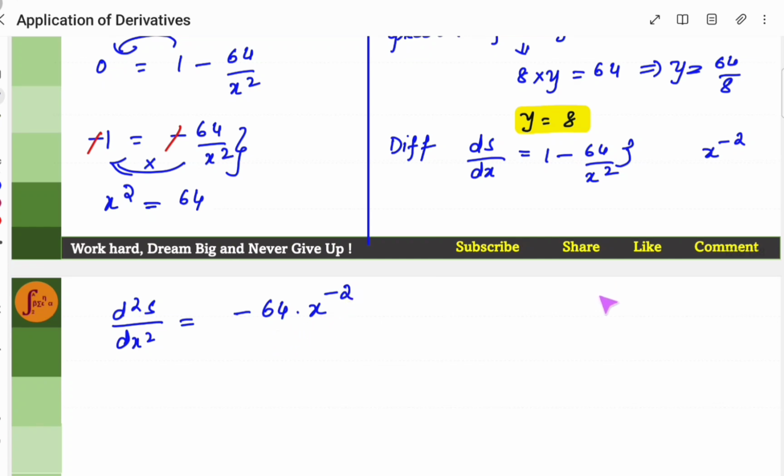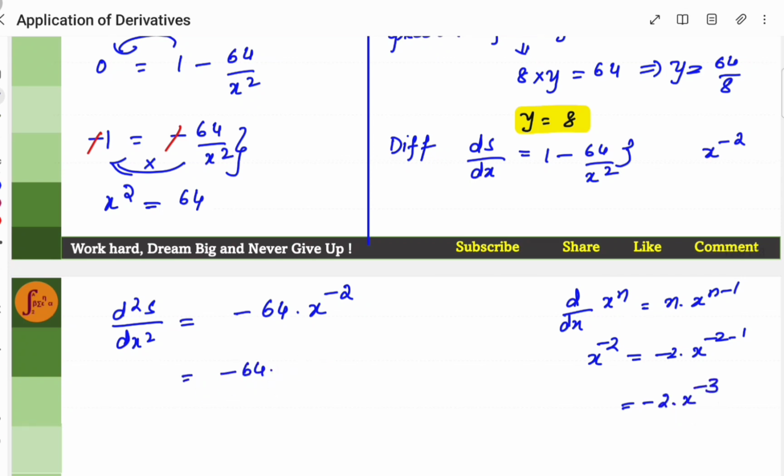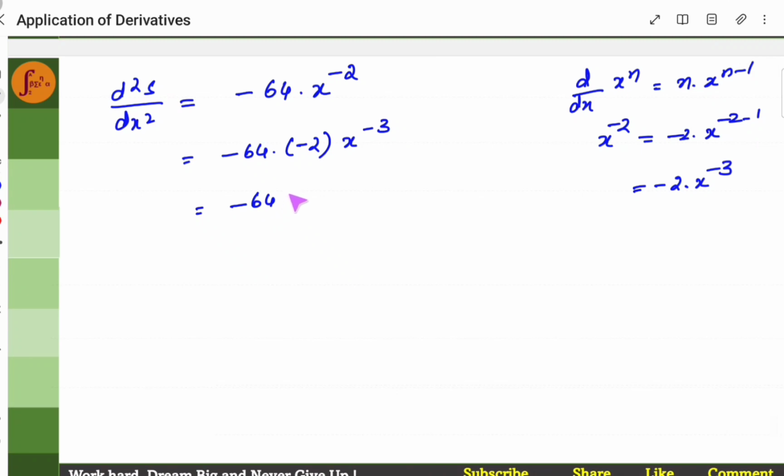Now I'll use the formula. Derivative of x to the power n is equal to n into x to the power n minus 1. So instead of n, I have minus 2. So I'll get minus 2 into x to the power minus 2 minus 1, which is minus 3. So you can write this as minus 64 into minus 2 into x to the power minus 3. Minus and minus will become plus, 64 into 2. I can bring x down. When I bring x down, instead of minus 3, it will become plus 3. So it will be 128 by x cube.